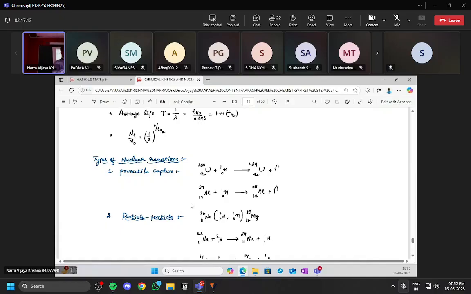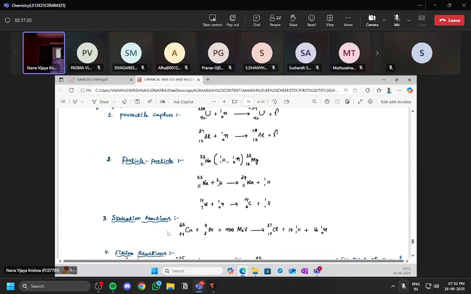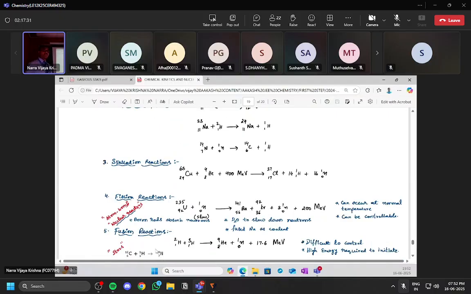Only radiation is given out, but not any other particle. Then it is called the projectile capture method. Next, particle reaction: when one nucleus is bombarded with one particle, it converts into another nucleus by emitting another particle. Then it is called a particle reaction. Any questions in that?